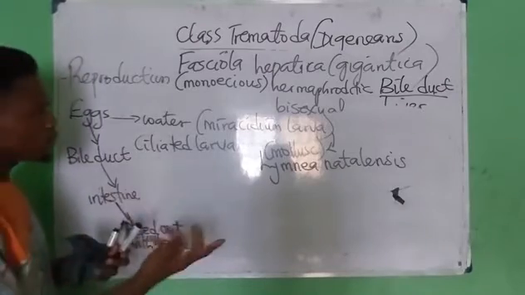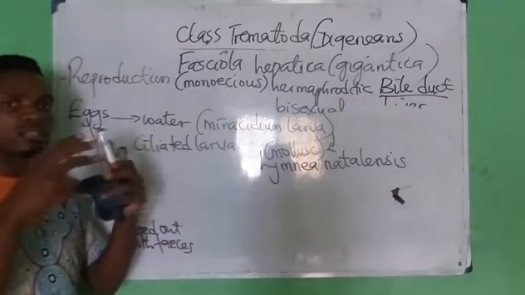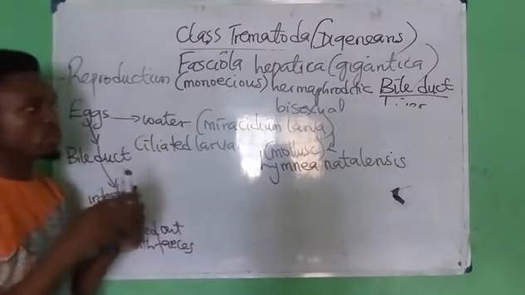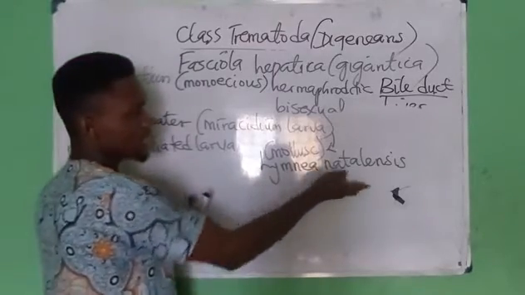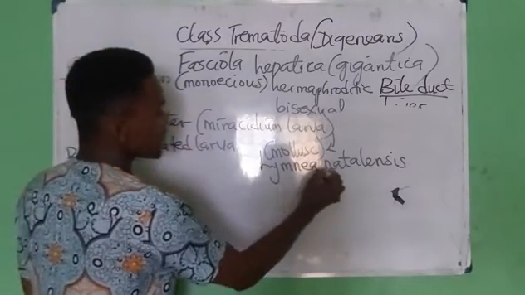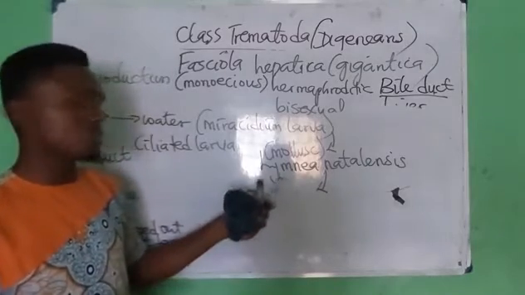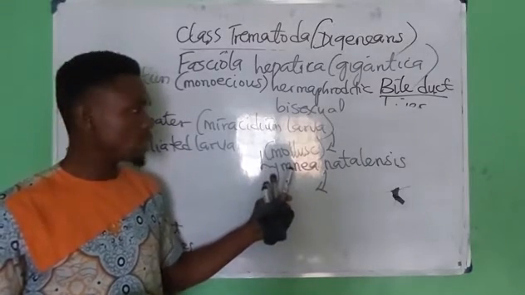The type of mollusk that this Miracidium larva gets into and attaches to is called what? Limnia natalensis. It's a type of what? Mollusk. As soon as the Miracidium larva attaches itself to this snail or mollusk, what happens?